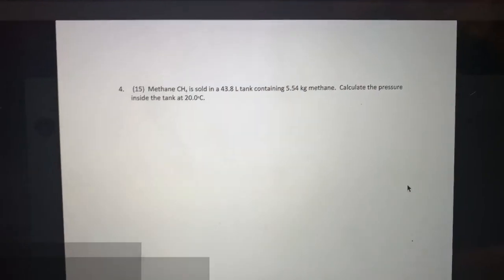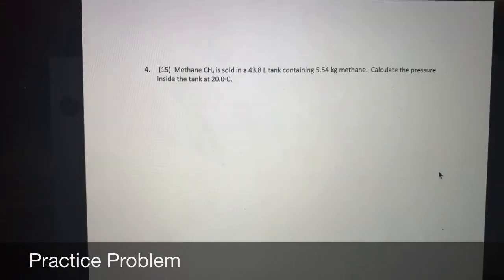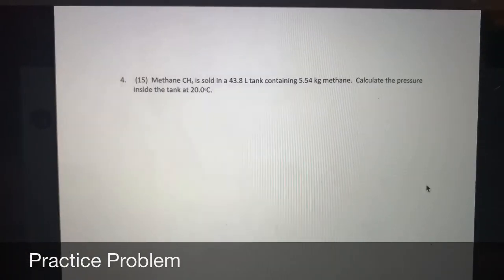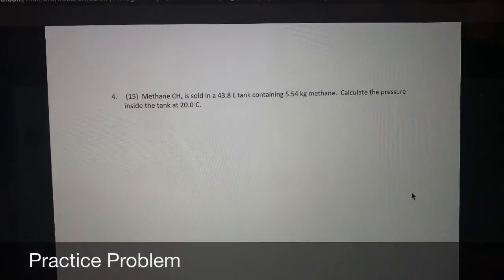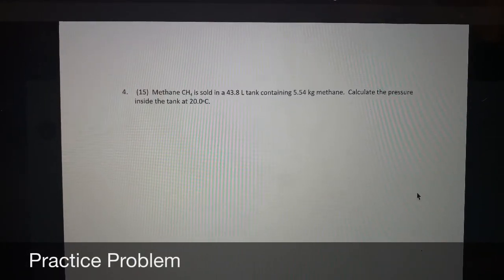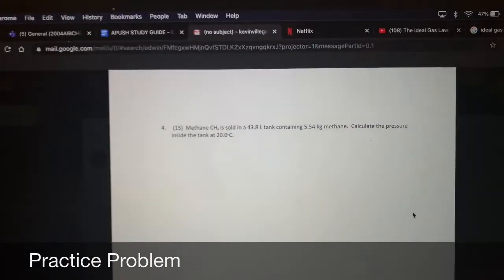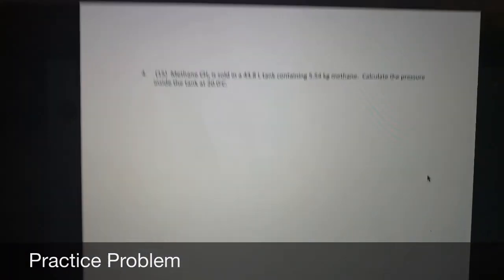So right now I'm going to do a practice problem on PV equals nRT, how to get the missing variable. First practice problem for PV equals nRT. It's a very simple problem, but it's good to start simple to understand how to find what you need to do and make sure you're doing it right.